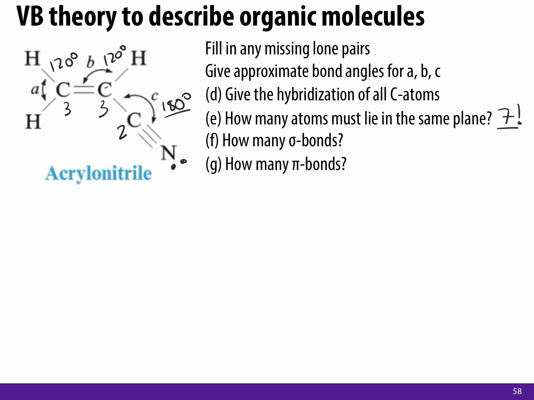How many sigma bonds and pi bonds? Count the pi bonds first because that's less counting. So one of these 2 bonds is a pi bond, and then 2 of these 3 are pi bonds. So 3 pi bonds in the molecule. All the other ones are sigma bonds, 1, 2, 3, 4, 5, 6.